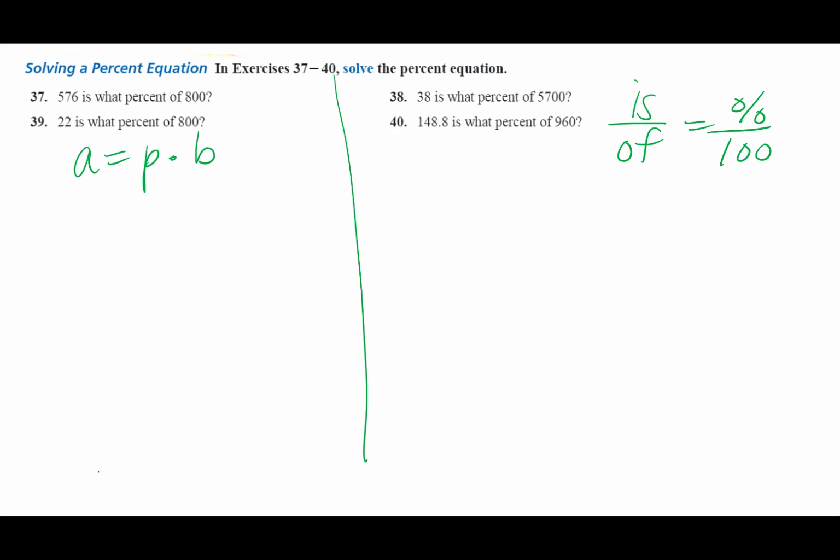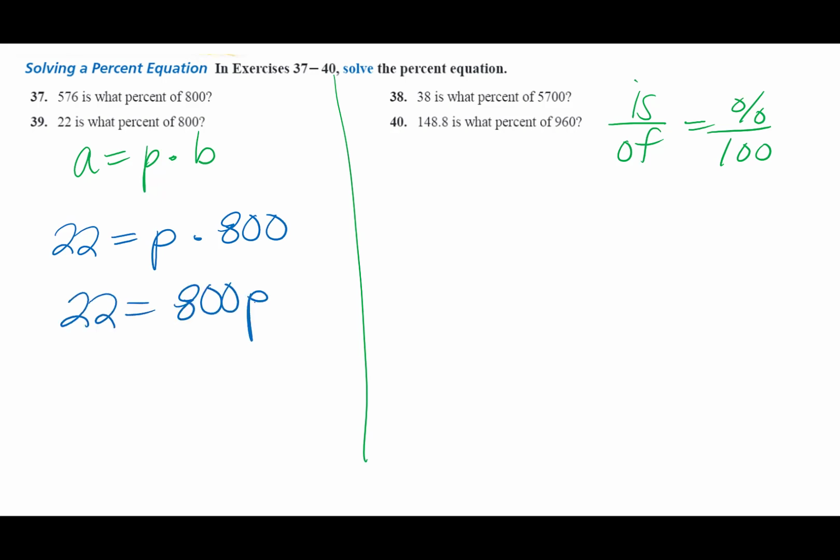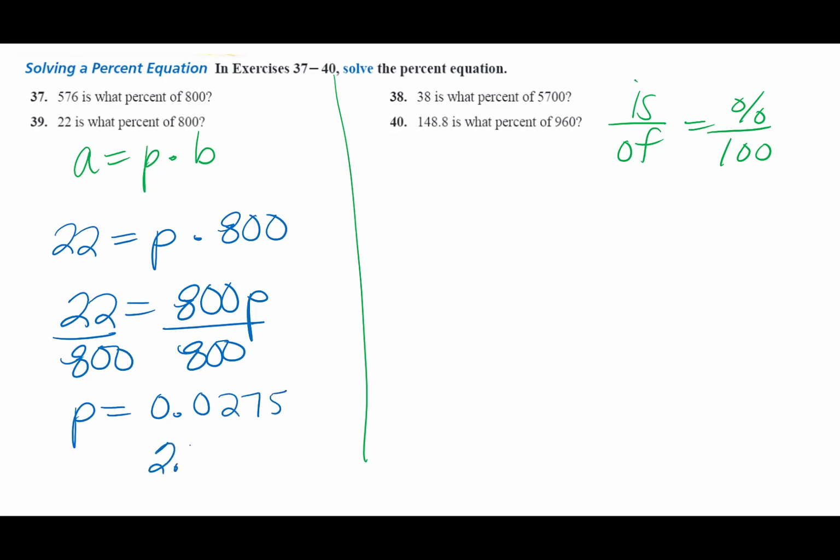39. 22 is what percent of 800, so our whole is actually the same. This 22 equals P times 800. Again, I'll rewrite it just so it will look the way we usually see equations. 22 equals 800P. Divide both sides by 800 to get the decimal of 0.0275. But remember, that's the decimal form, and the actual percentage is 2.75%. And all I did was move the decimal 2 places to the right, or you can multiply by 100.